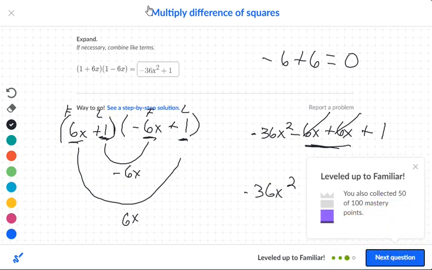And again, notice that if we look at the original, the first terms are the same. They're both 1s, and then the second part, there's a positive 6x and there's a negative 6x. So again, if the first terms are the same, and the last terms are opposite each other, then you're going to lose the middle term. So be alert to that. The problem itself will work its way out, but just be aware that that's going to possibly happen.